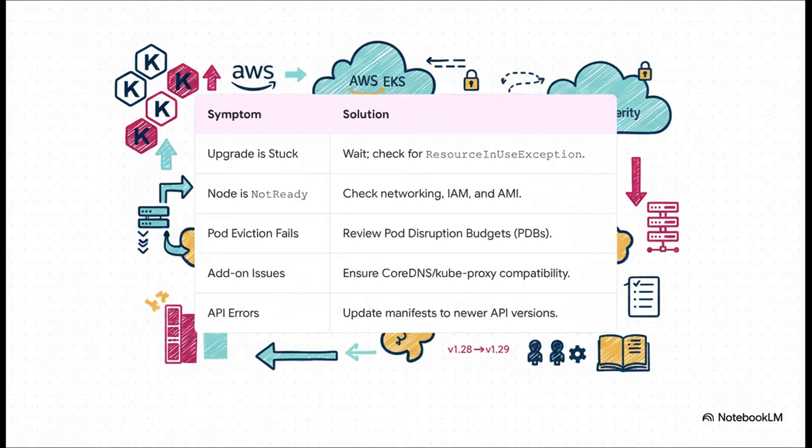You're probably going to hit a few common bumps. Is an upgrade just seems stuck? Honestly, sometimes you just need to wait a bit longer. Look for a resource in use exception error. If your nodes won't go into a ready state, it is almost always a networking or an IAM permissions problem. Pods failing to evict? That's your cue to check your pod disruption budgets. And if you start seeing API errors, well, that's what we talked about. Time to update your YAML files.